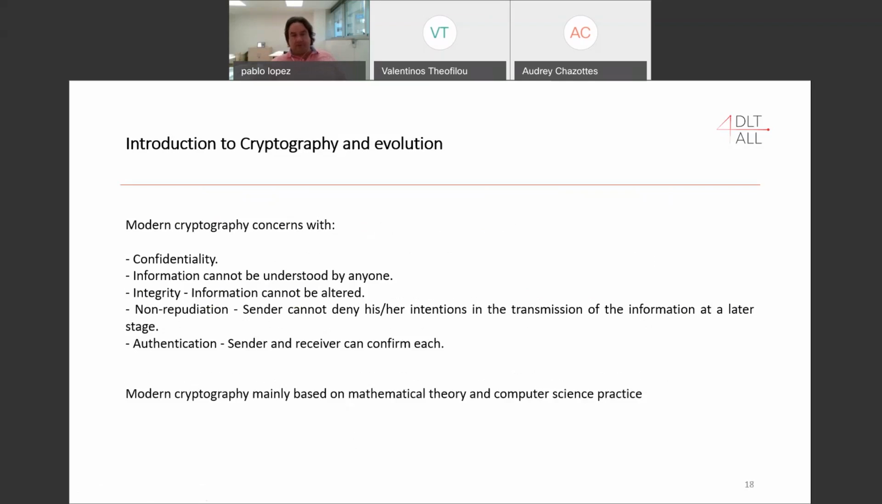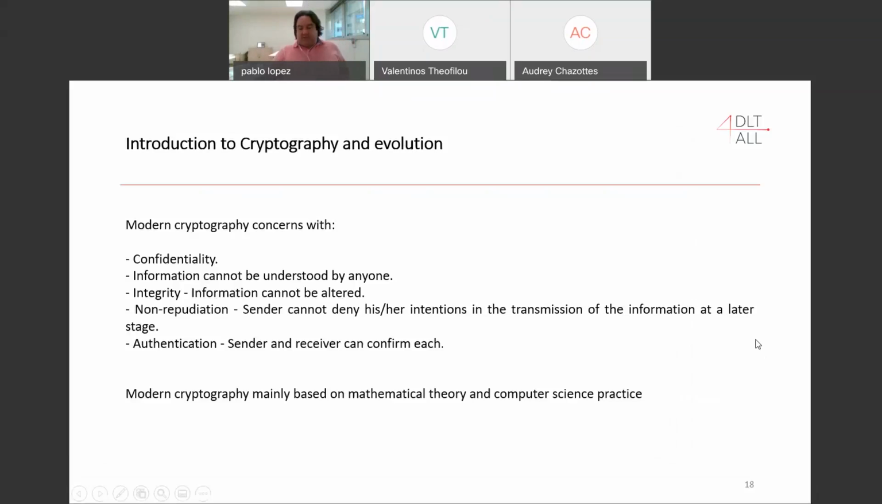Modern cryptography is concerned with confidentiality, information cannot be understood by anyone; integrity, information cannot be altered; non-repudiation, the sender cannot deny his or her intention in the transmission of the information at a later stage; and authentication, sender and receiver can confirm each other's identity. All of these functions are concerns of cryptography. That means that cryptography is the tool, the basis, that allows us to have these characteristics. And as we know, most of these characteristics are inside the whole definition of blockchain. So we can say that blockchain in itself is a cryptographic system. Modern cryptography is mainly based on mathematical theory and computer science practice.